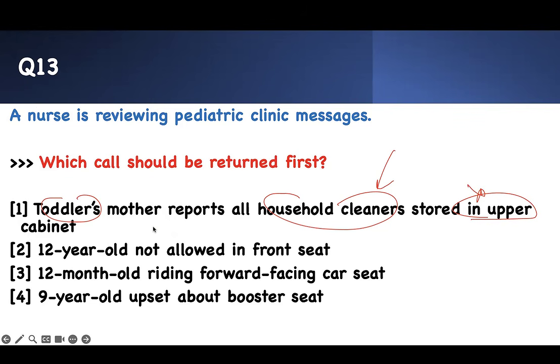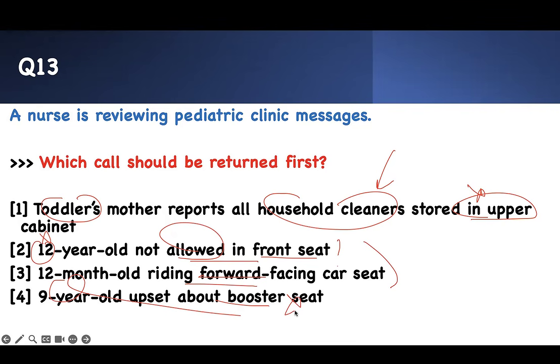It's good. 12-year-old not allowed in the front seat. Well, I don't know whether he's supposed to stay in the front seat or not. I don't know the age. Fine, I'm going to wait for it. But the 12-month-old is saying the same thing. He's riding in a forward-facing seat. Why would a 12-year-old not be allowed, but a 12-month-old is on the forward-facing car seat? He's looking forward. Now, something is wrong. These two don't agree. The 9-year-old is worried about what? Booster seat. So fine, good luck with that.